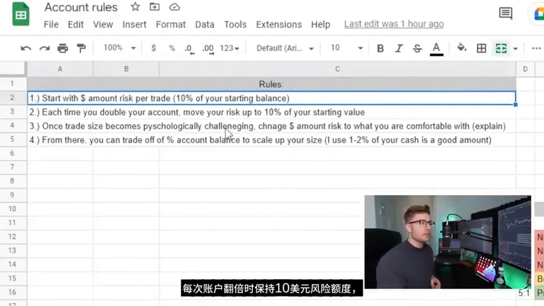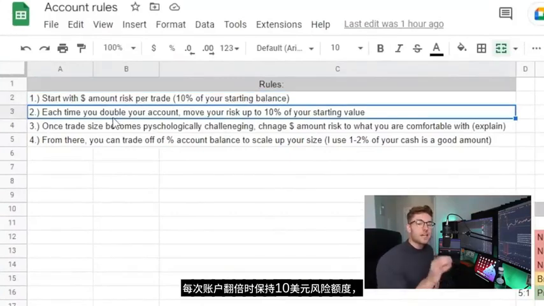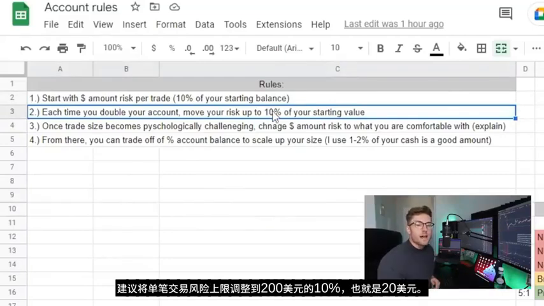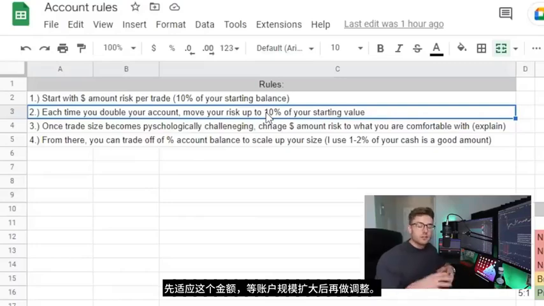On a $100 account, use that $10 risk. Each time you double the account, so when you go from 100 up to 200, you want to move that up to 10% of the 200, moving it to the $20 per trade threshold. Get comfortable with the dollar amount and use that until we scale our account up a little bit larger.